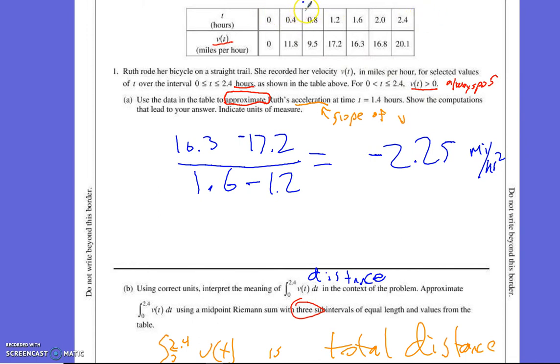From 0 to 2.4 would be 0.8 and 1.6 and 2.4. Right, let's see. So from 0 to 2.4, I have these. Each of these intervals is 0.8 in width. Does that maybe kind of make sense? Hopefully. Each of these intervals is 0.8 in length.